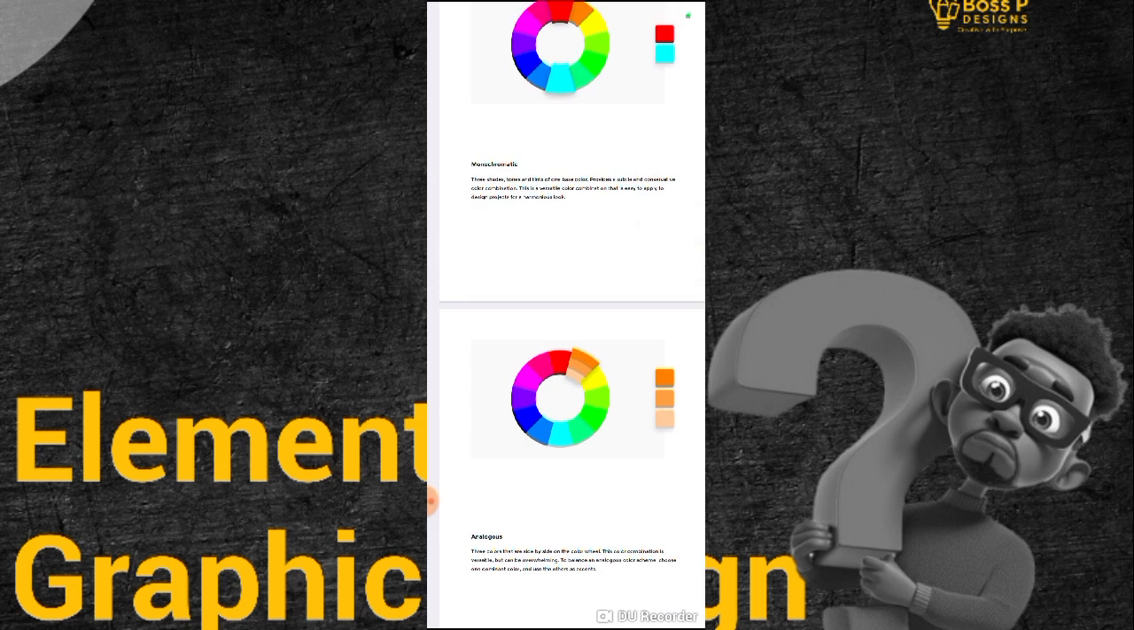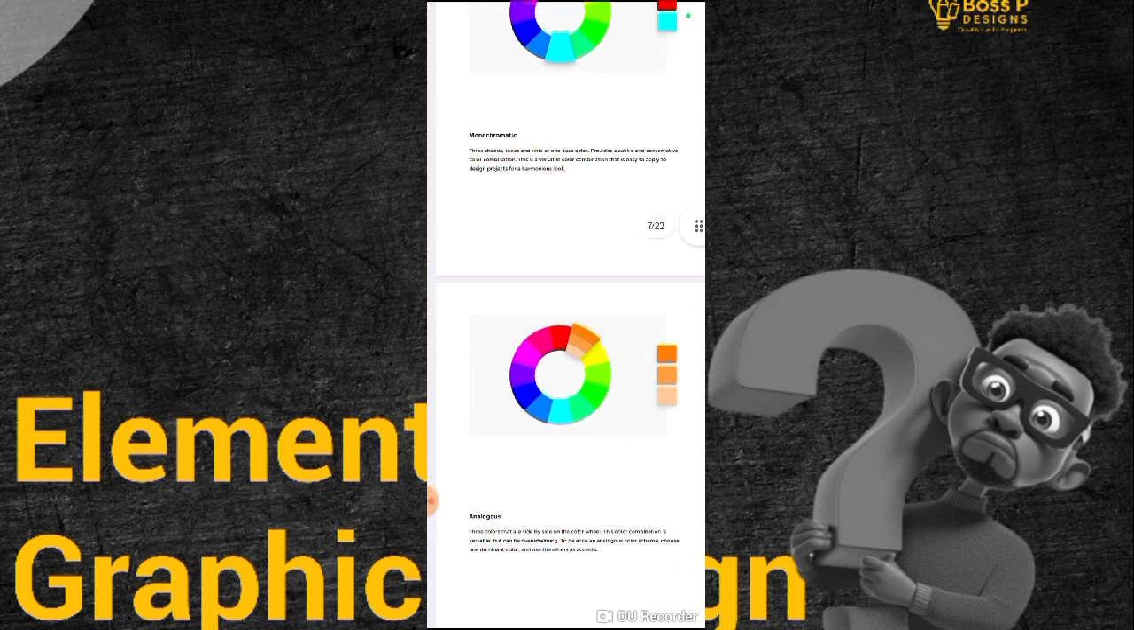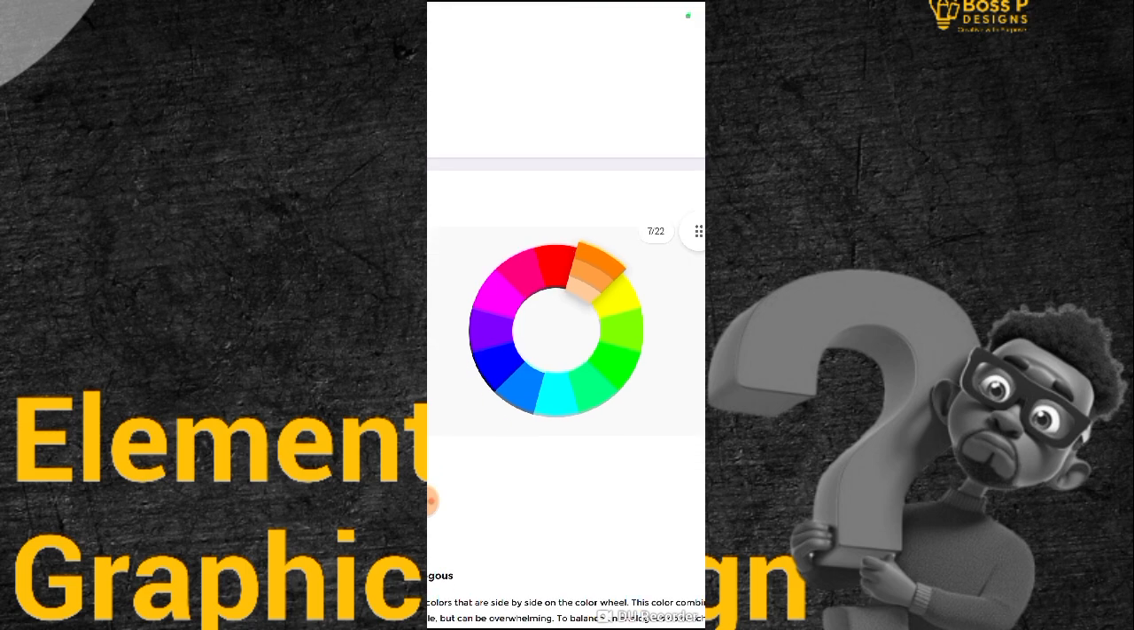Now look at the color wheel. You can see what they are trying to say. So if you use these three colors together, you see that. This is what they are trying to say. If you use them together, it will go well.